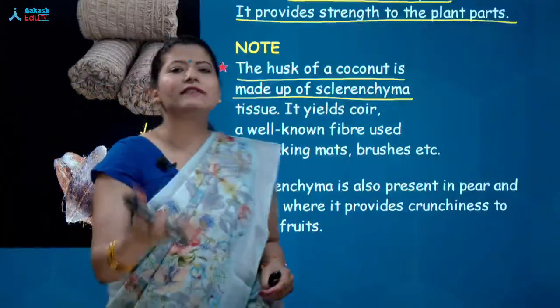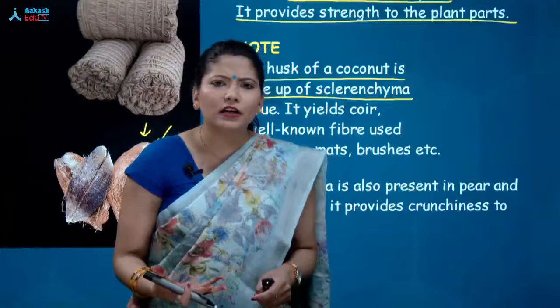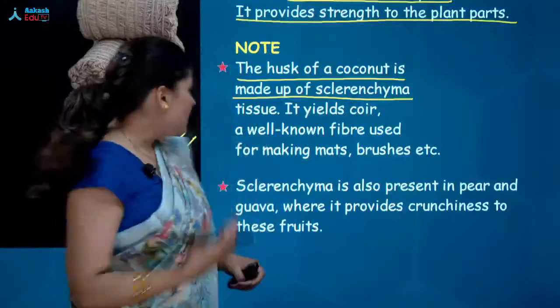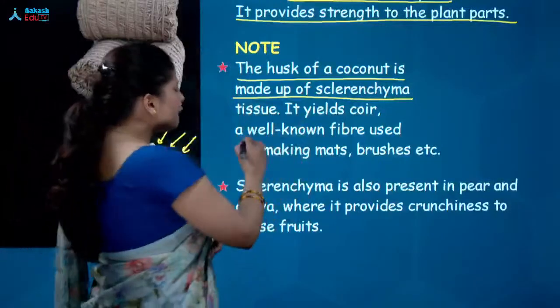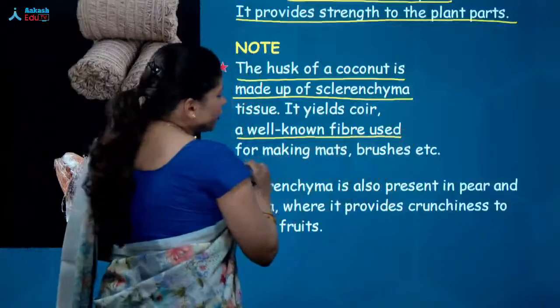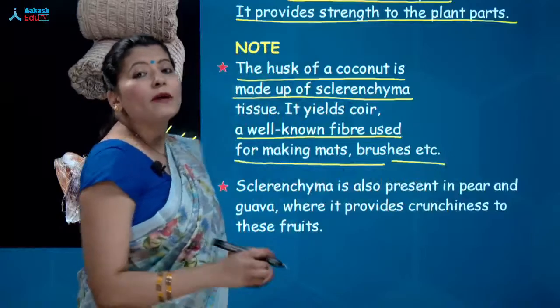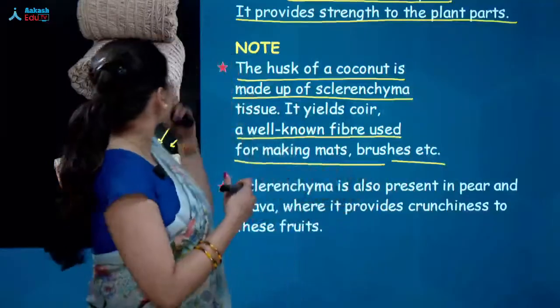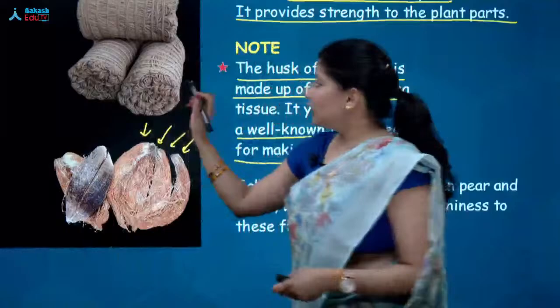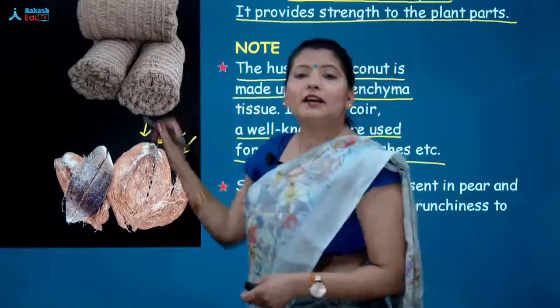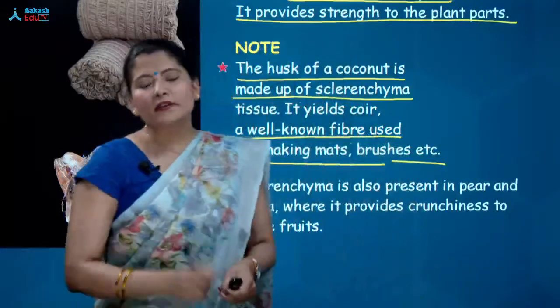इससे क्या बनता है? कॉयर बनता है ना. व्हाट इज द फंक्शन? हम कॉयर को क्यों बना रहे हैं? इसका कमर्शियल यूज क्या है? सो दिस कॉयर, अ वेल नोन फाइबर यूज्ड फॉर मेकिंग मैट, ब्रशेस एटसेट्रा. ठीक है. सो जो हमारे घरों में एज वेल एज यू नो जो रस्सियां होती हैं, यस यू कैन सी दीज रोप्स, राइट, ये भी हमारी किससे बनती हैं? sclerenchyma पार्ट से ही बनते हैं.